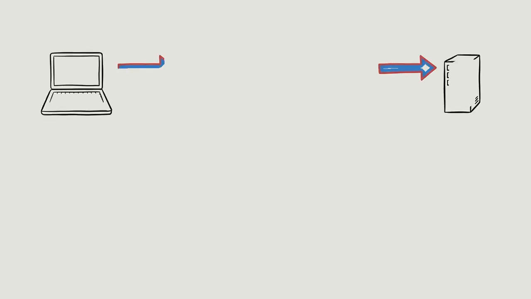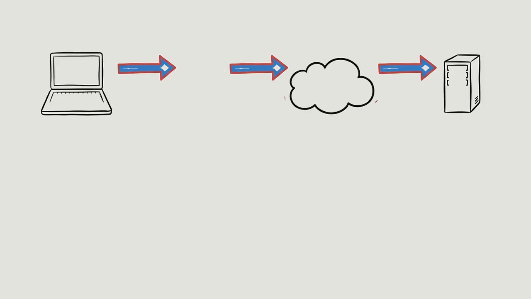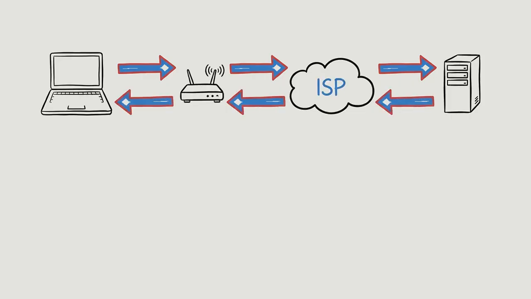Now, zoom out and look at the full journey. Your device sends a request to the router. The router sends it to your ISP. DNS translates the name into a number. The data crosses long-distance fiber, often under the sea, to reach a server. Then the response makes the same trip back to you.